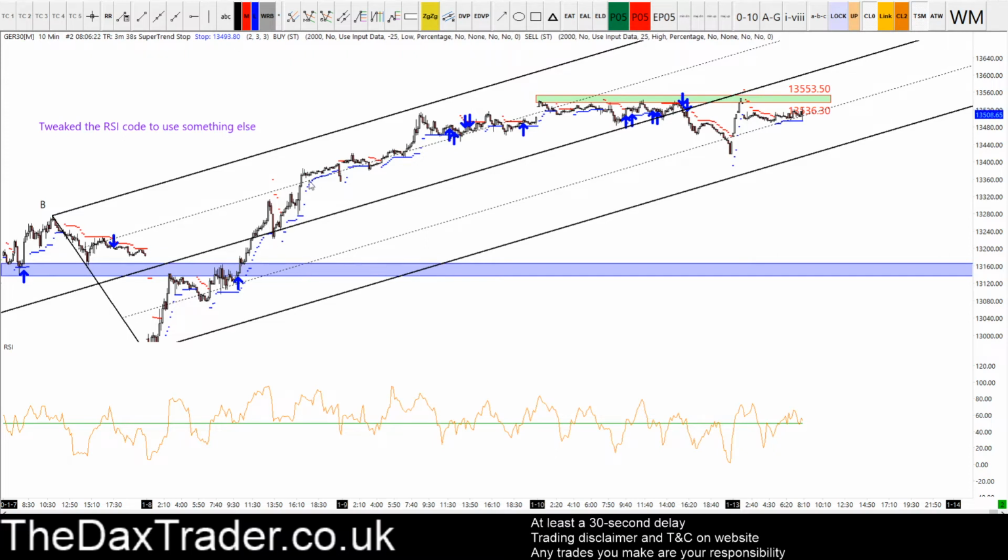We've got a new indicator with some dots here. This is called the super trend stop. And we've got an RSI here, which looks a little bit unusual because rather than at 30 and 70, I've put the 2 lines at 50.